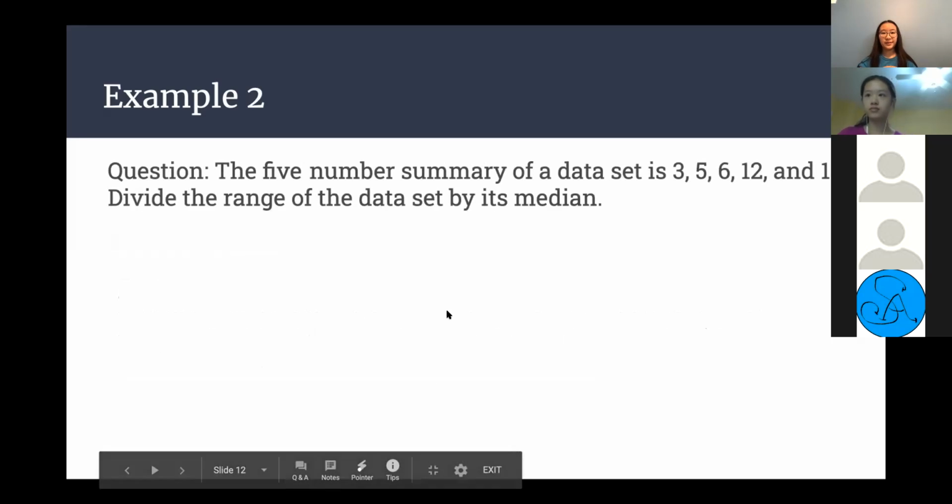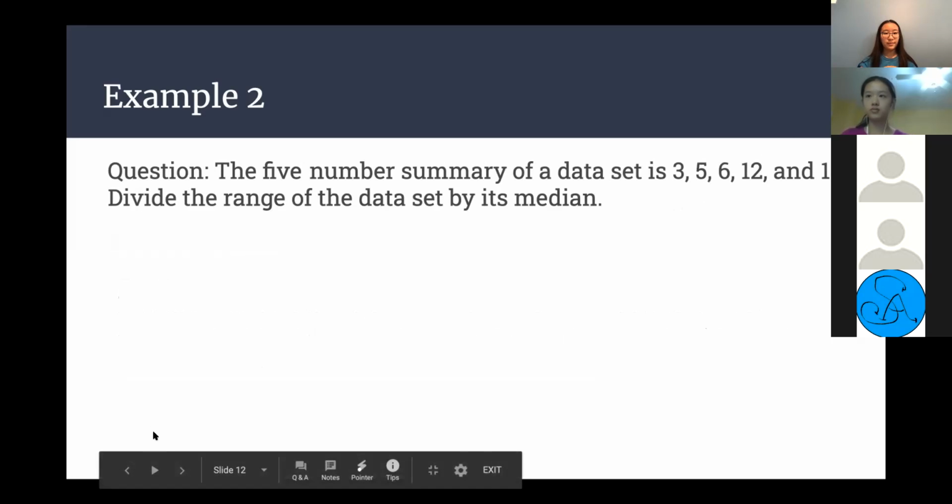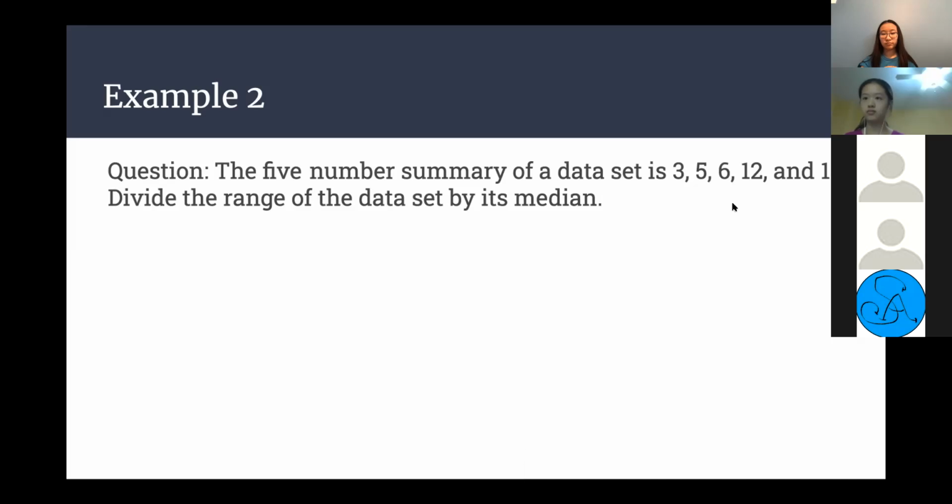Okay, on to example 2. The 5-number summary of the dataset is 3, 5, 6, 12, and 18. And you need to divide the range of the dataset by its median. So I hope you guys remember how to find range.